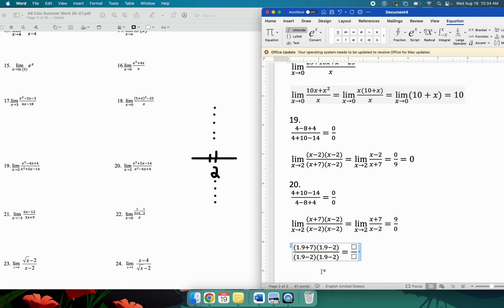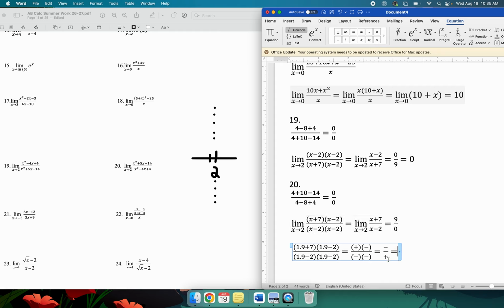So this first factor, 1.9 plus 7, that's a positive number. I don't care what positive number it is. It's a positive number. This second factor, 1.9 minus 2, that's a negative number. So it's some positive number times some negative number. 1.9 minus 2, that's a negative number. 1.9 minus 2, that's another negative number. So in the numerator, you have a positive times a negative, which is a negative. And the bottom, you have a negative times a negative, which is a positive.